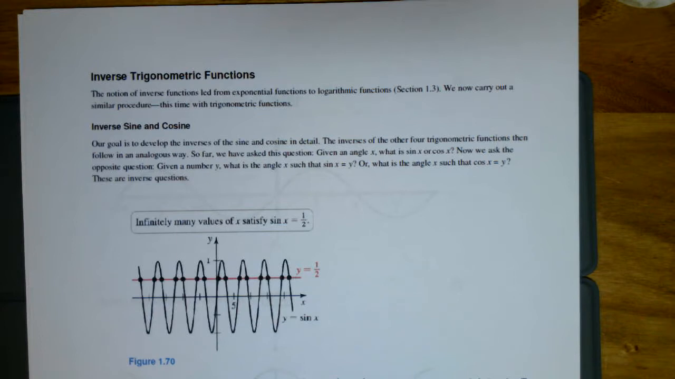Now, when we ask for an angle on the interval negative pi over 2 to pi over 2 where the sine of x is equal to 1/2, you will only have one answer, and that will be pi over 6. And for the interval 0 to pi, where the cosine of x is equal to negative 1/2, you'll only have one answer, and that will be 2 pi over 3.